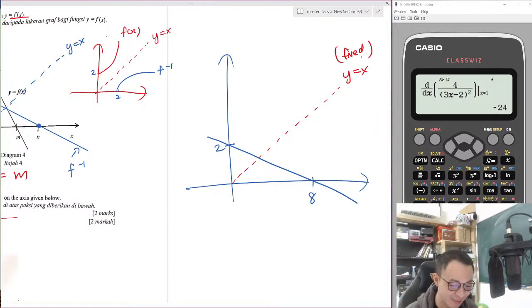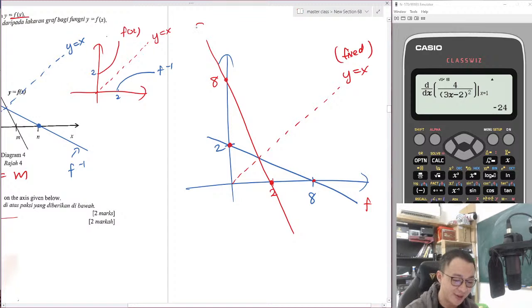It's only one line. So now imagine you have this coordinate (0, 2). If you want to do a reflection at the line y equals x, where will it be? It will be somewhere here, isn't it? So this point will go to 2 here, which is the reflection. The (8, 0) reflection will go to (0, 8), isn't it? So therefore you have a line that looks like this. If this is f(x), this is f inverse. Because it's a reflection at the line y equals x, (2, 0) will become (0, 2), or (8, 0) will become (0, 8). So basically this is what it is.